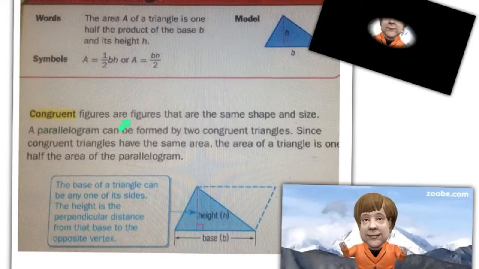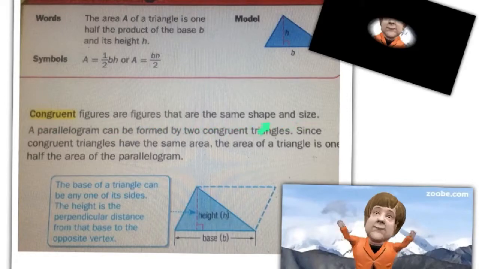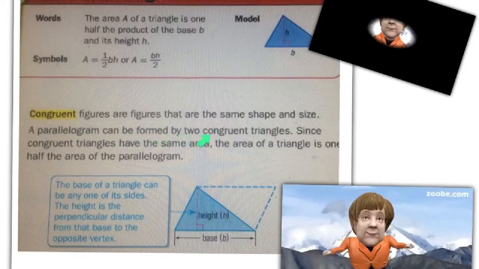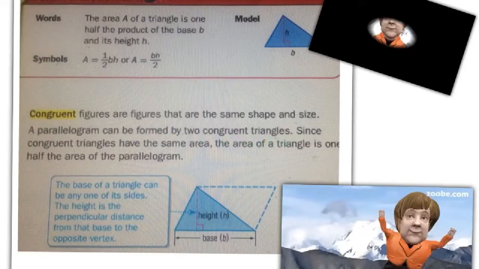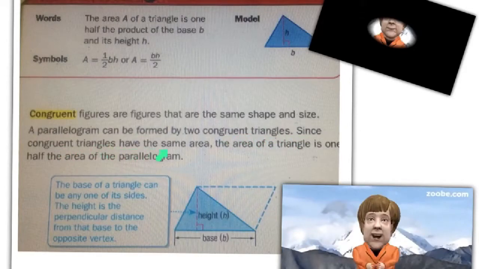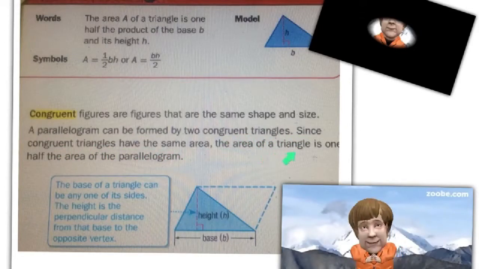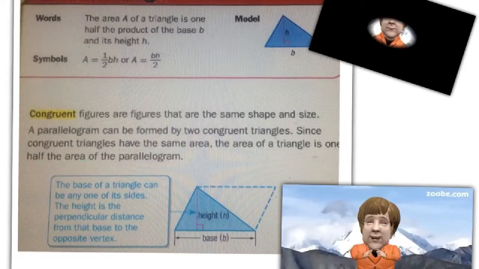Congruent figures are figures that are the same shape and size. A parallelogram can be formed by two congruent triangles. Since congruent triangles have the same area, the area of a triangle is 1/2 the area of the parallelogram. The base of a triangle can be any of its sides. The height is the perpendicular distance from the base to the opposite vertex.